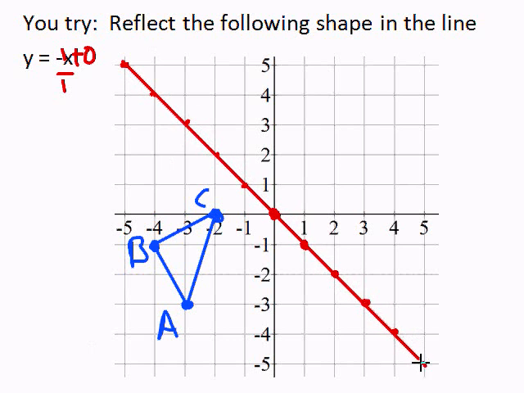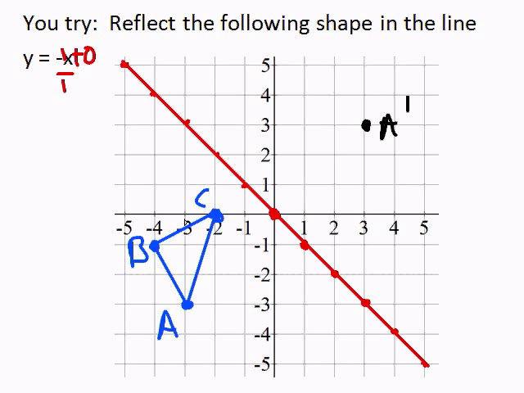Again, go ahead and try to reflect those points on your own, and press pause. When you're ready to see the answer, please press play. I'm going to start with A right here. I count 1, 2, 3 to get to the line y equals negative x, which means I'm going to go 1, 2, 3 to the other side. There's my A prime.